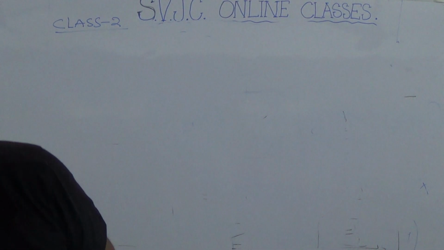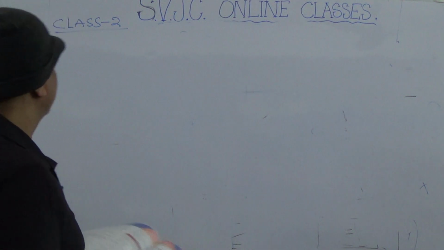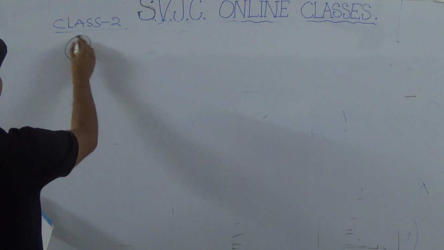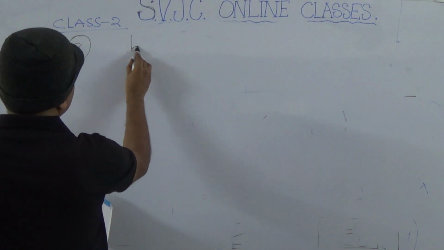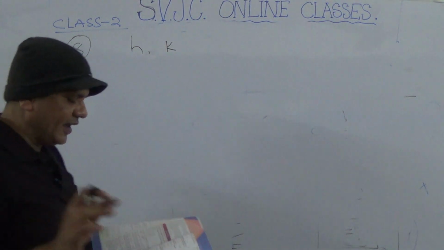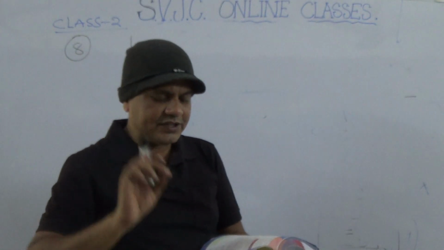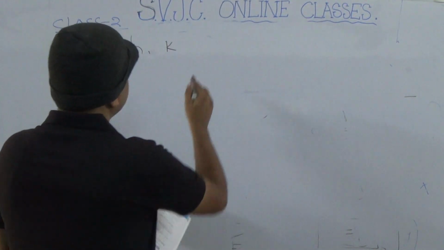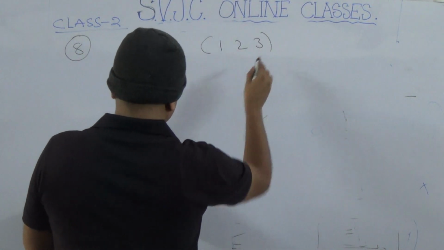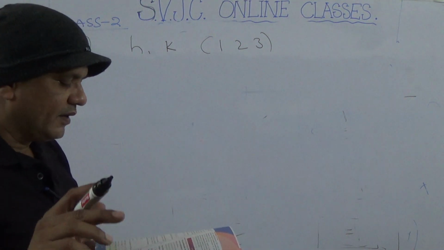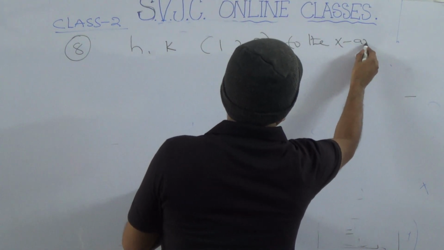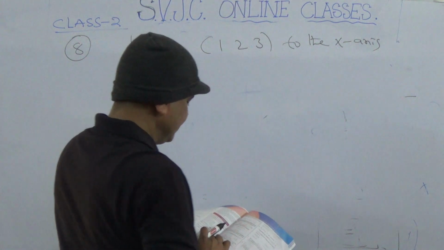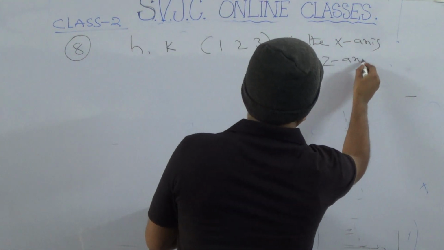Okay, next one. Next, in our material, the eighth problem: H and K are perpendicular distances from 1 comma 2 comma 3 to the x-axis and z-axis respectively.